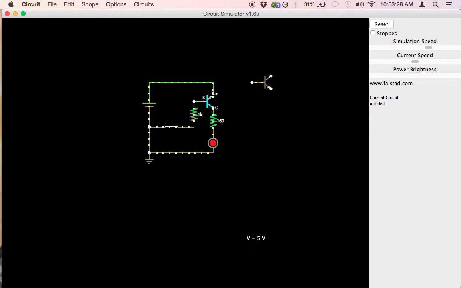Just like an NPN transistor, current flow through the base emitter junction is what turns the transistor on. But in the case of a PNP transistor, current flows in the opposite direction. It flows into the emitter and out of the base, rather than into the base and out of the emitter, as it would be in an NPN transistor. So current is flowing into the emitter and out of the base through our current limiting resistor.